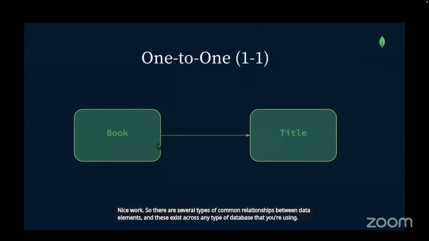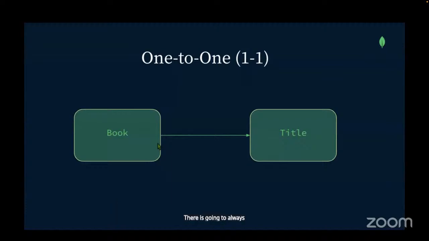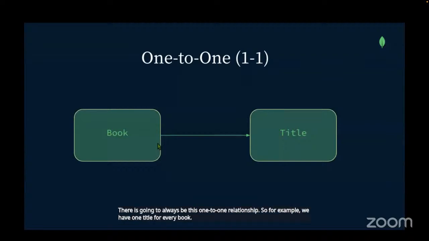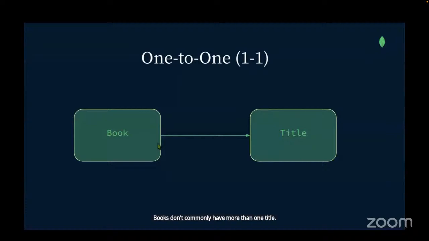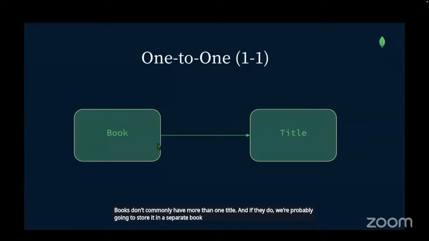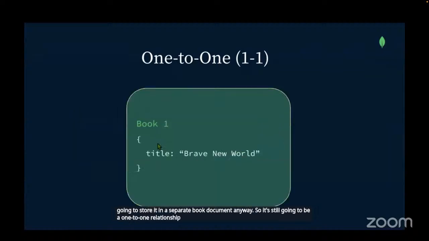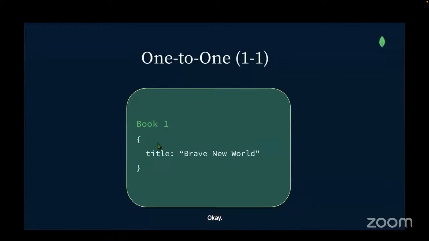There's always going to be a one-to-one relationship. So for example, we have one title for every book. Books don't commonly have more than one title. And if they do, we're probably going to store it in a separate book document anyway. So it's still going to be a one-to-one relationship. This is what that would look like if that were the only data element. We would have a book document with a title. So for one book, we have one title.